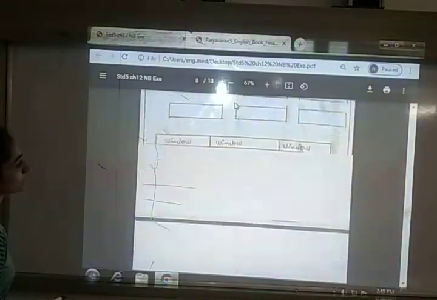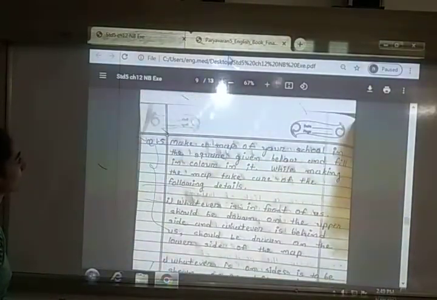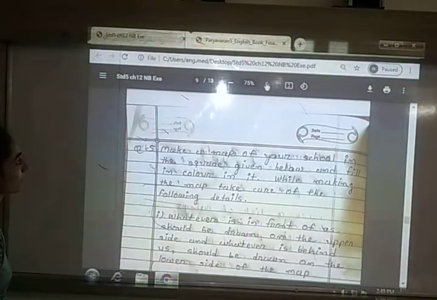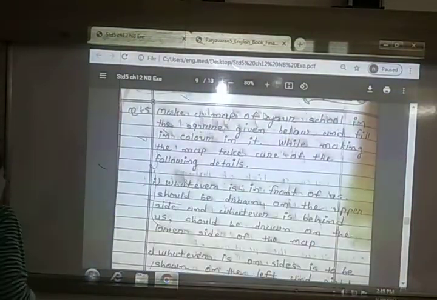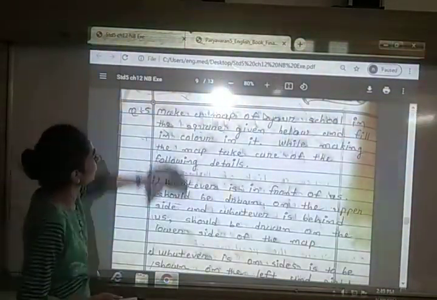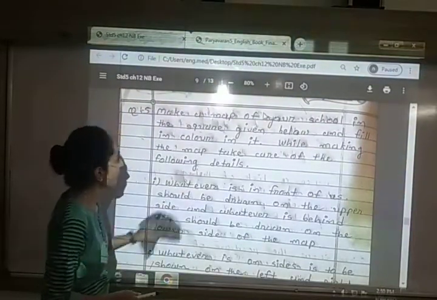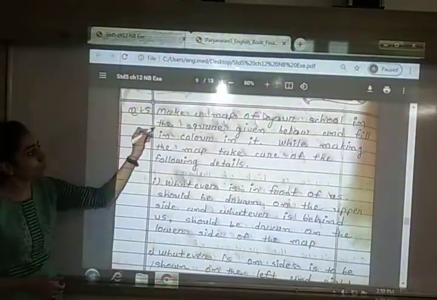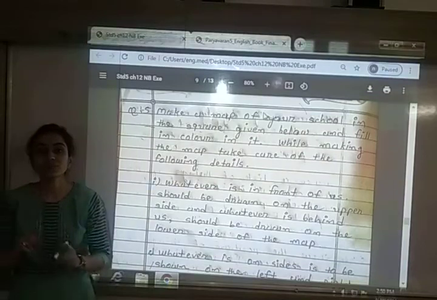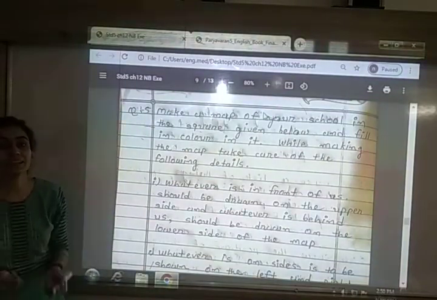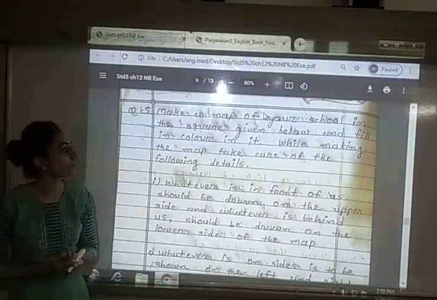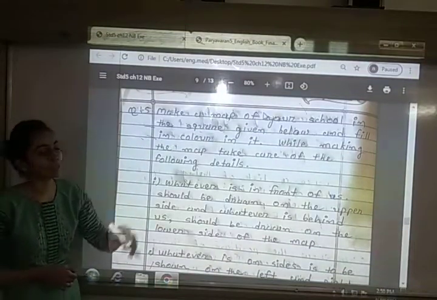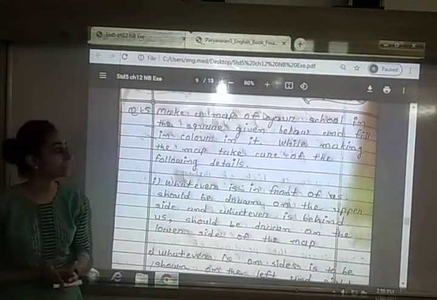Now next is question number 5. Let me see what you have to make in question number 5. Again in this question also you have to make a map. Make a map of your school in the square given below. First you have to draw the square, and in that square you have to make the map of your school and fill in colors in it.